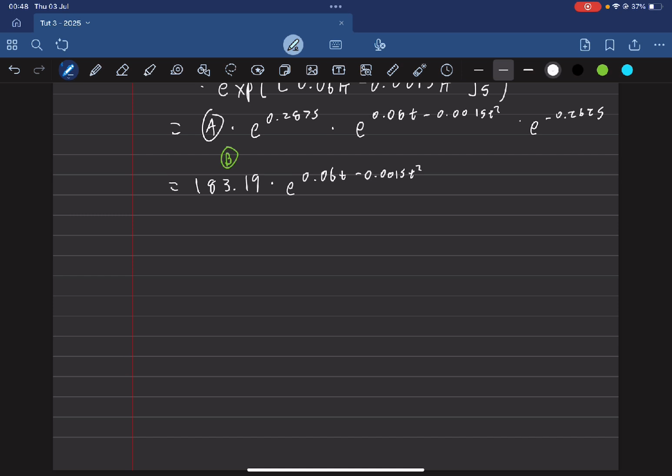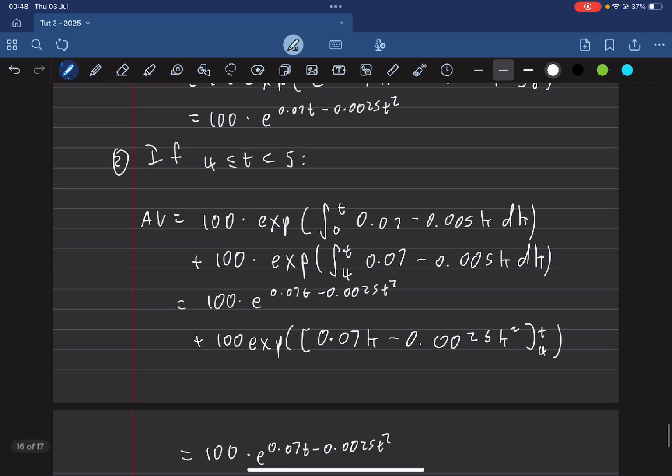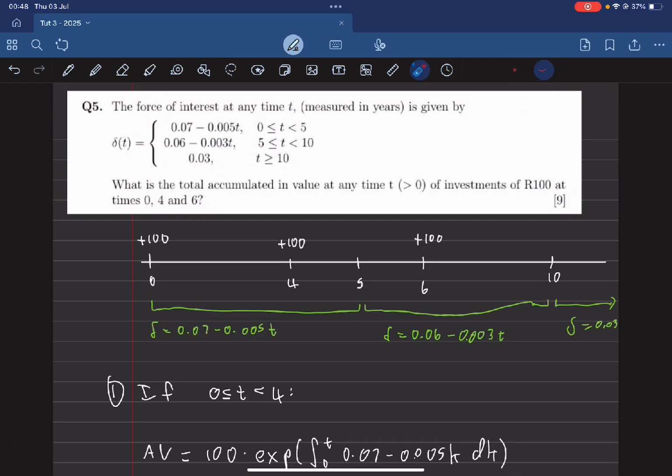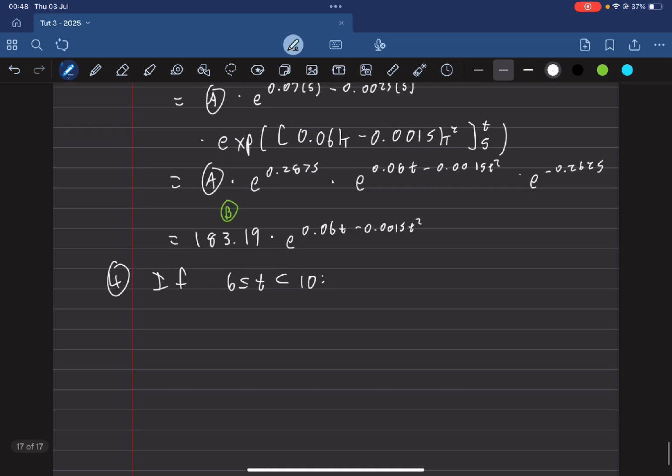Okay, now we need to look at our fourth interval. This is if t is between 6 and 10. Okay, so we have the interval from 5 to 6. So again, what we can do is we can take our formula and move it to 6, and then move that to an arbitrary point t. But then we mustn't forget about this other 100 as well. So let's start with that first one.